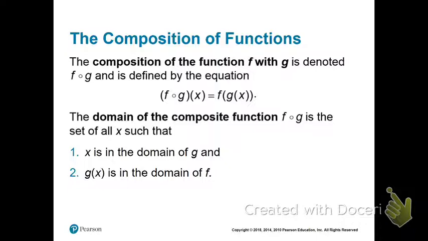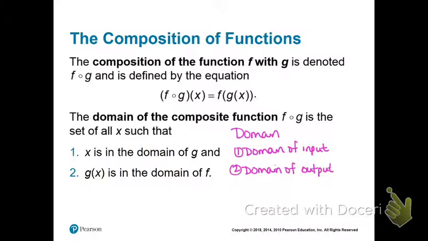Okay, so the domain, it tells us that x has to be in the domain of g, and then g of x has to be in the domain of f. The easy way to do this is to find the domain of the input, which is what we're putting into the equation, so that's what we're plugging in. We're going to find the domain of the output. So that's our answer, whatever we get when we do it. And then we combine the two domains. And once we do that, we will get the domain of our composition.